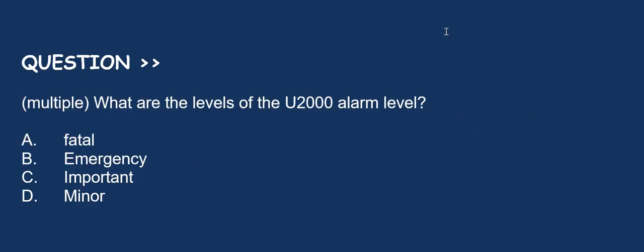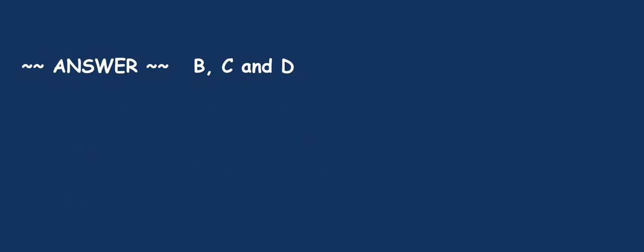The next question is, what are the levels of the U2000 alarm level? Option A, fatal. Option B, emergency. Option C, important. Option D, minor. Correct answers are option B, C and D.